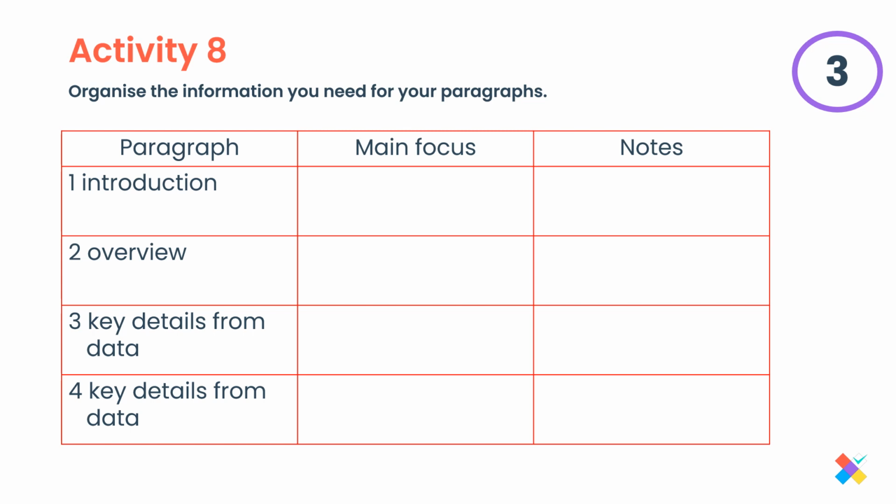We're going to plan the summary further, okay, to organize information. So I'm going to give you 3 minutes to make notes for each part of your summary: introduction, overview, key details from data for the first paragraph, and then for the second paragraph. Again, you can work alone or with a friend, but make sure you do so in 3 minutes tops. I mean, you had 1 minute to understand the task and 3 to organize the information.